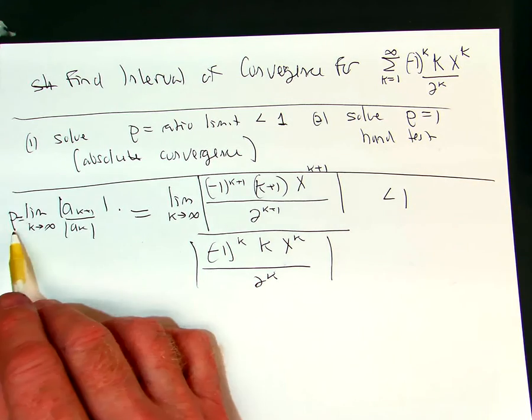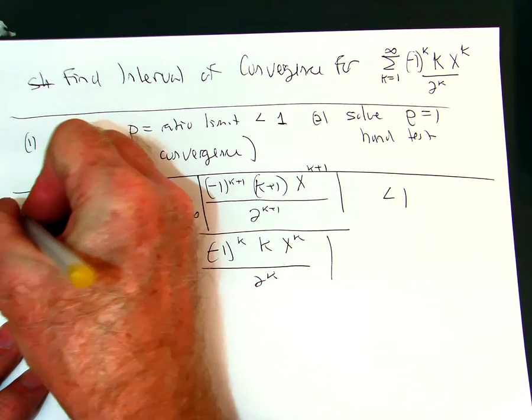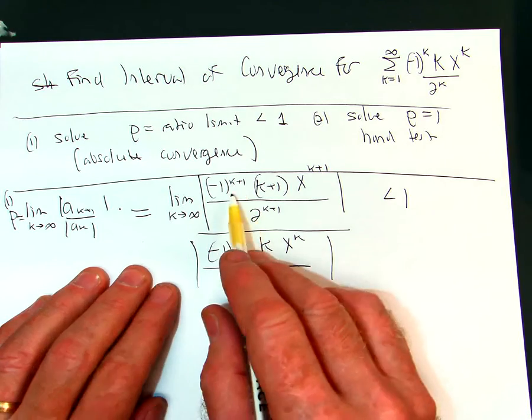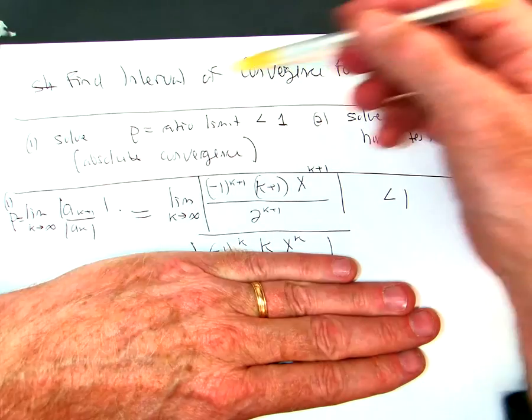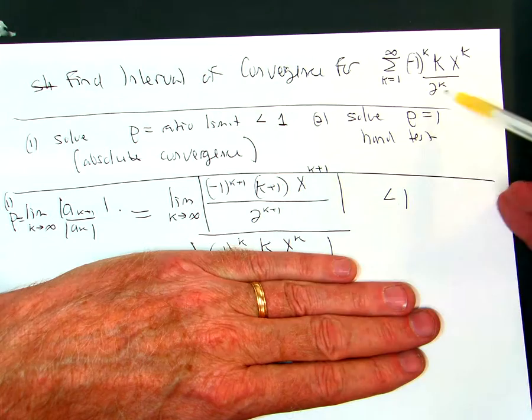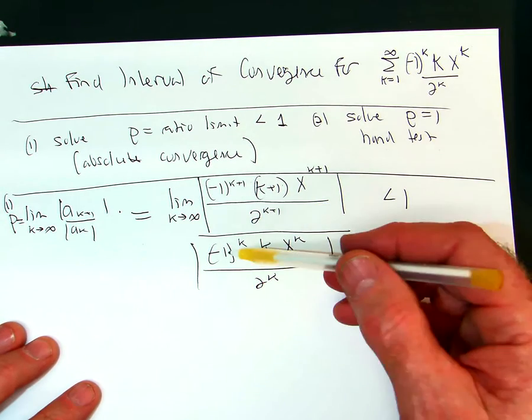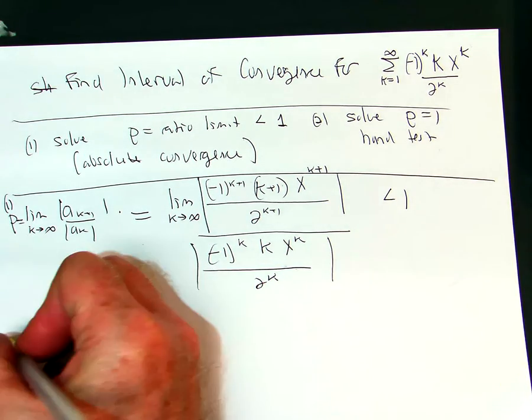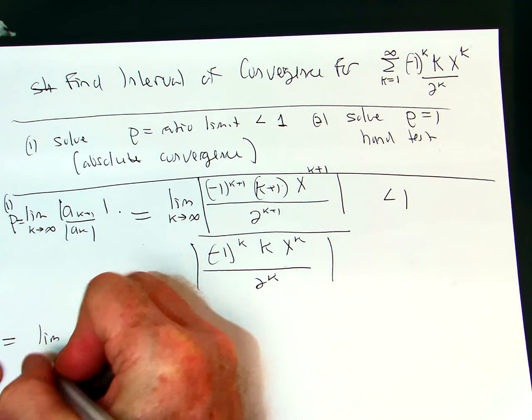So I'll start out with this part right here. This is the first part. So I set up my ratio limit. Now, this is equal to the absolute value of (k plus 1) times (negative 1) to the k plus 1, (k plus 1), x to the k plus 1 over 2 to the k plus 1, and then this is a_k on the bottom. I get absolute values. So this means that I need to solve this limit less than 1.